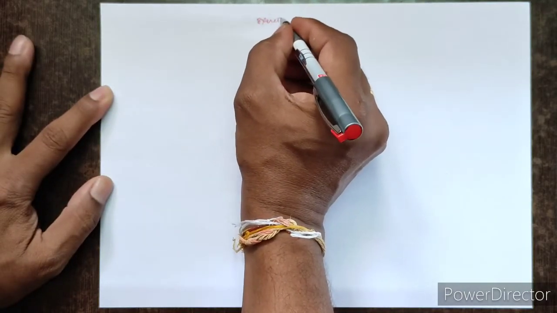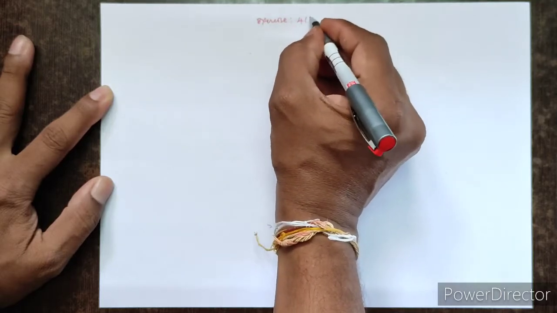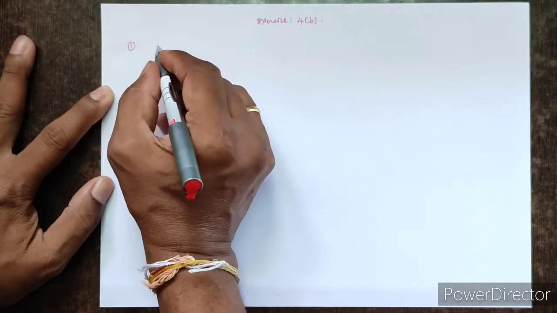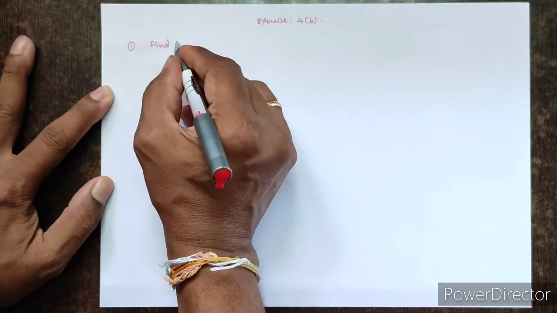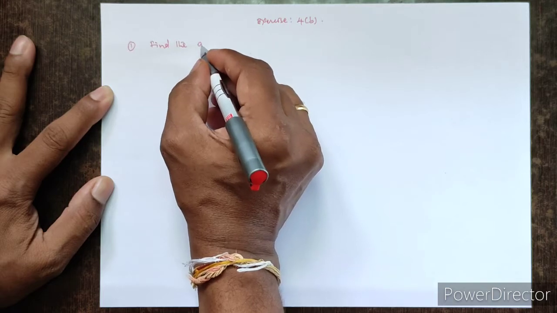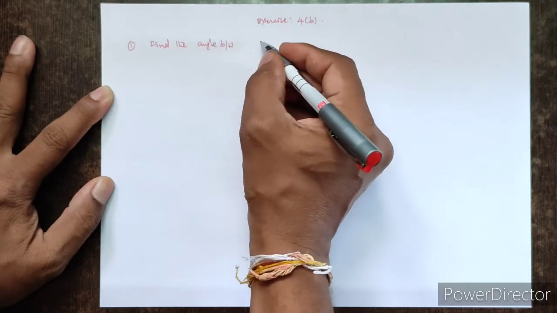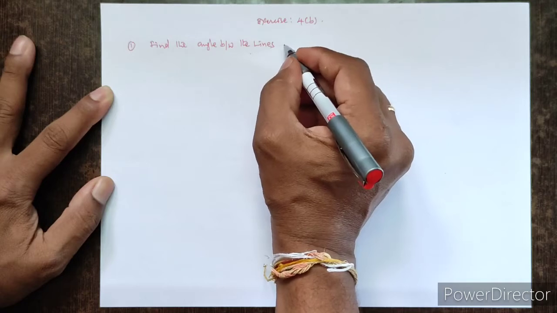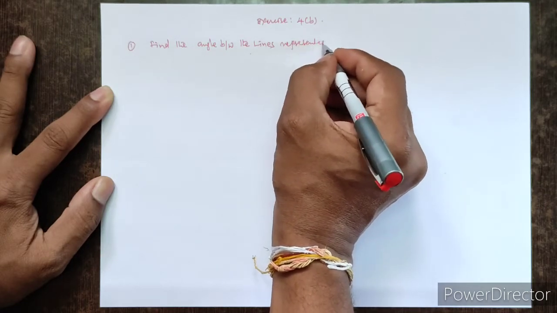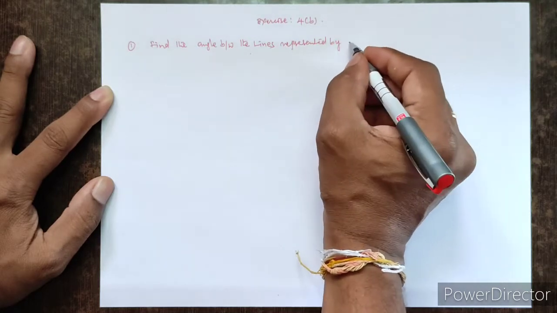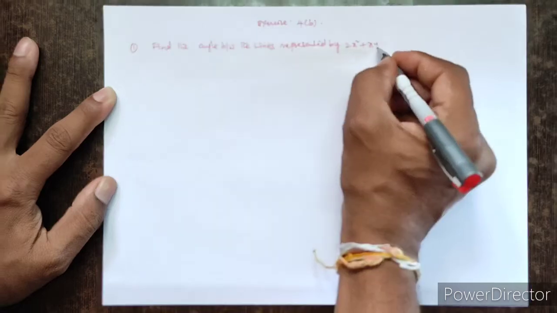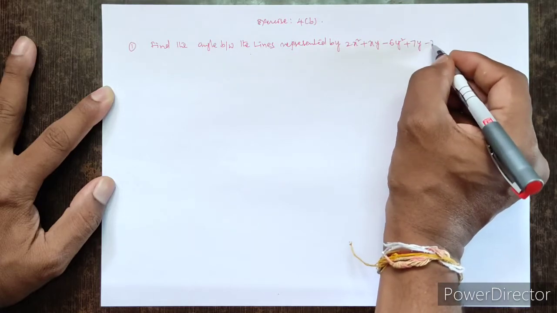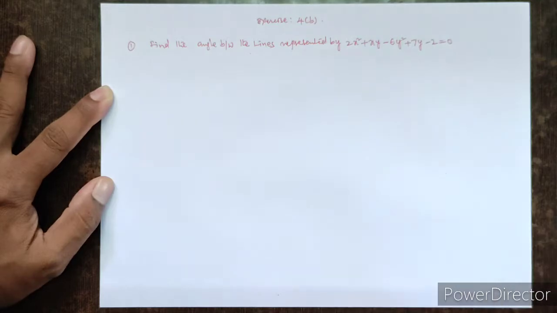Exercise 4b. Find the angle between the lines represented by 2x square plus xy minus 6y square plus 7y minus 2 equal to 0. Solution.